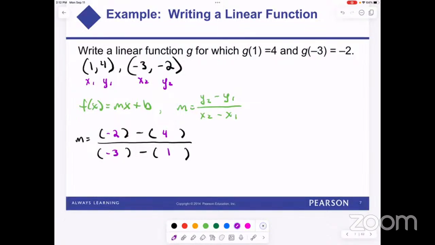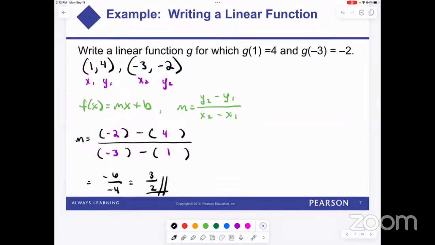Okay. So then some algebra. Negative 2 minus 4 is what? Negative 6 divided by negative 4. Double negative is positive. This reduces down to 3/2. That's not a 2. 3/2. Okay. So that's the slope.